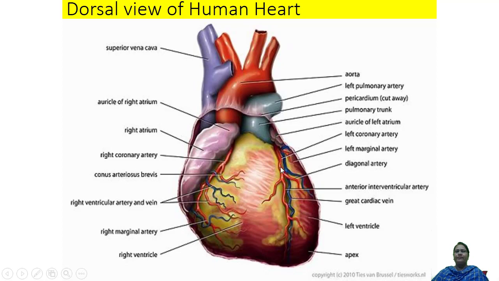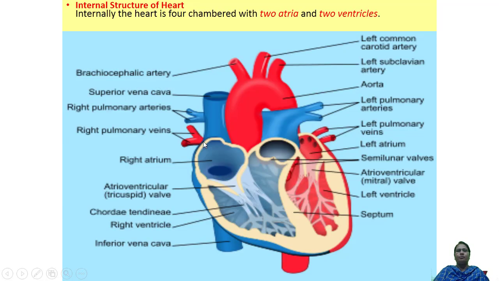Now this is the left coronary artery. Then you can see the left marginal artery. Then you can see diagonal artery, anterior interventricular artery, then great cardiac vein. This is the left ventricle, apex, right ventricle. Right ventricular veins. These are the veins. Conus arteriosus. This is the right coronary artery. Here it is coming out. Right atrium. So this is the dorsal view of the human heart.